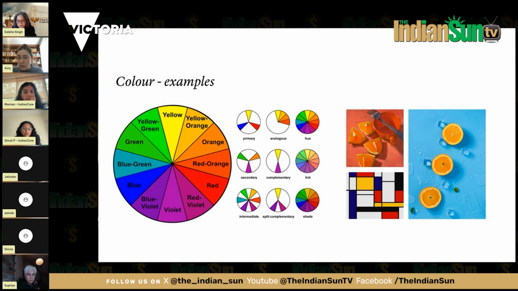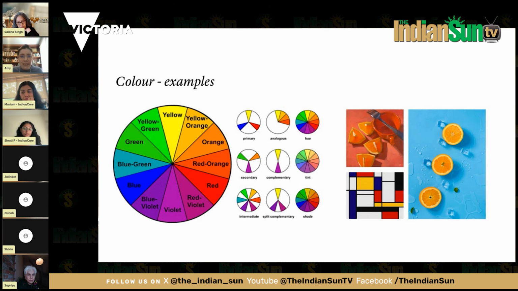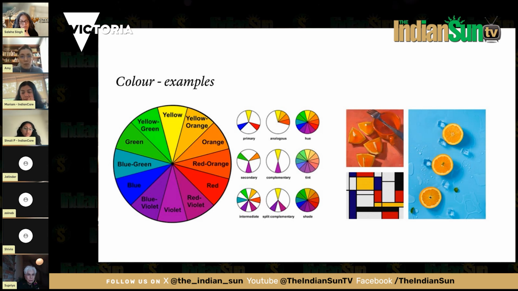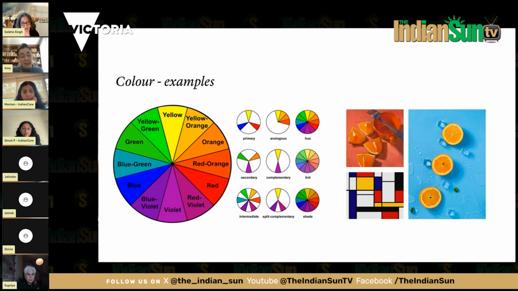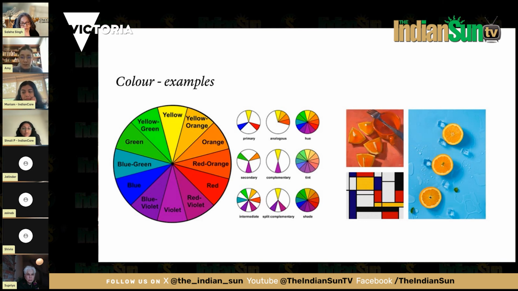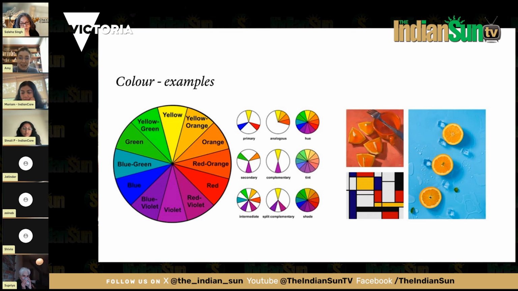So if you're ever scratching your head and thinking, I don't know what colors to use, I'm trying to get a good color balance, using this color wheel will help you use color in a clever way, and you can achieve what you're wanting to achieve. Next.